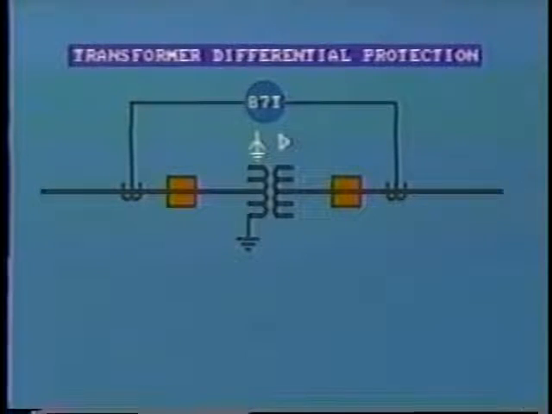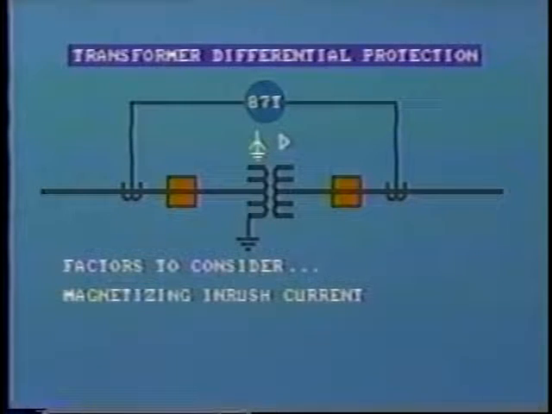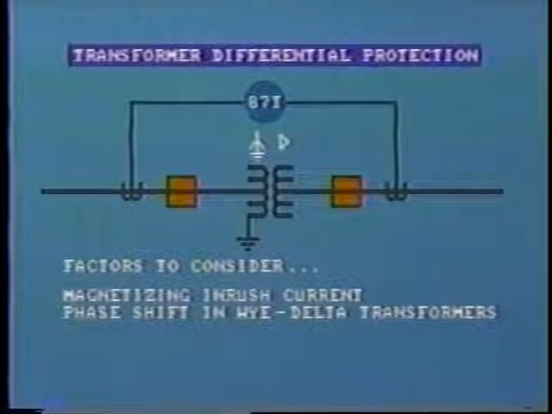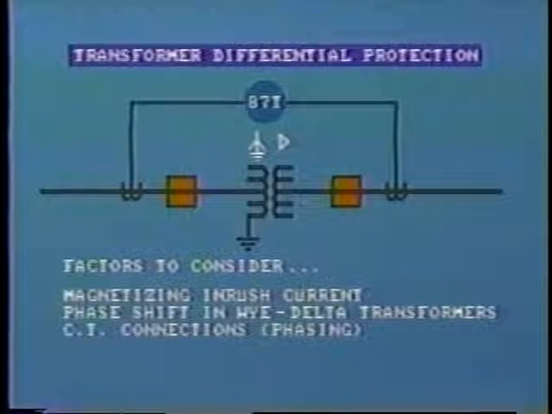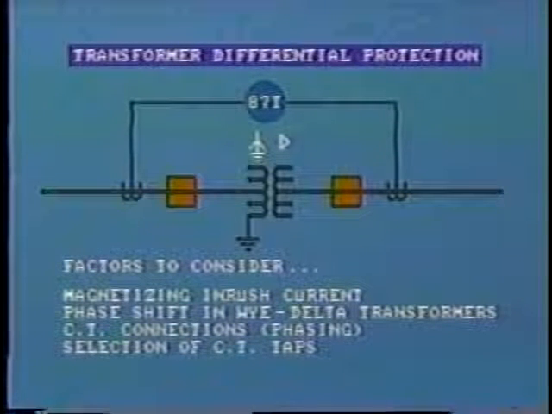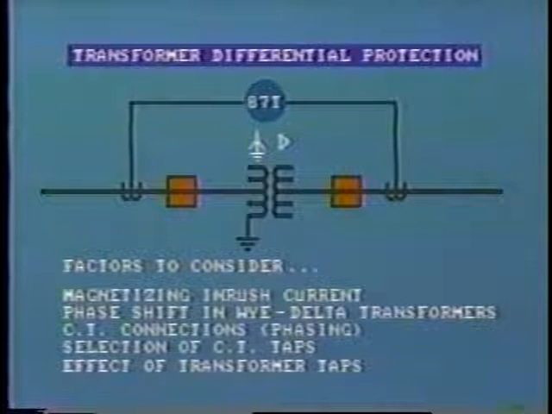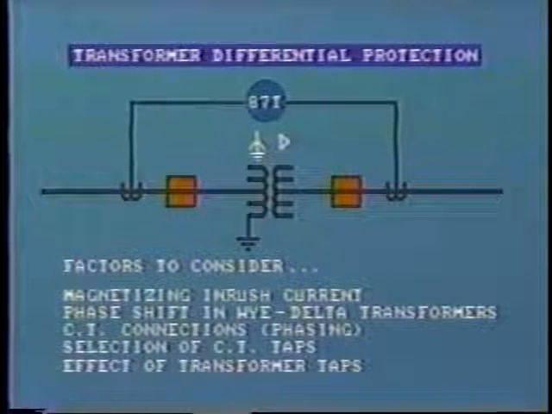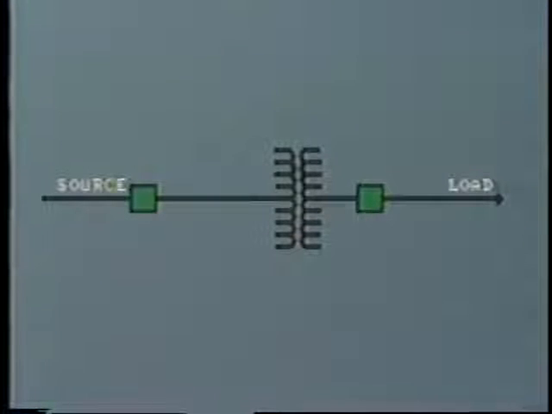When applying differential protection to transformers, certain factors that must be taken into consideration are the magnetizing inrush current, the phase shift in Y-delta connected transformers, CT connections, that is phasing, selection of CT taps, and the effect of transformer taps. As we pointed out in an earlier tape, inrush current is due to the initial energizing of the transformer.